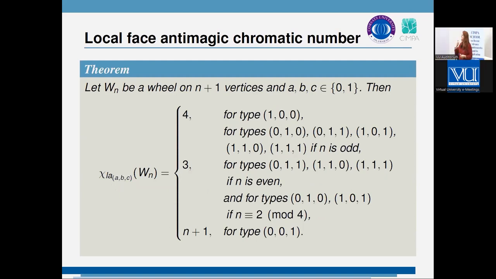Now let me introduce the results for wheels. So what is a wheel graph? We have a cycle on n vertices, say a cycle on 6 vertices, and we add one additional vertex and connect it to every other vertex on the cycle. This is what we call wheels. We have results for wheels, and here you can see what is true. If you are interested, then we can discuss.